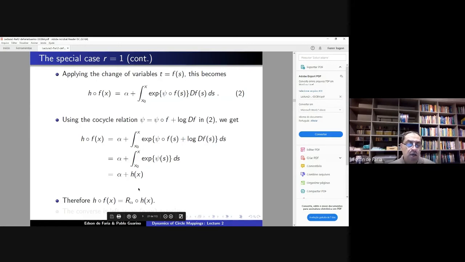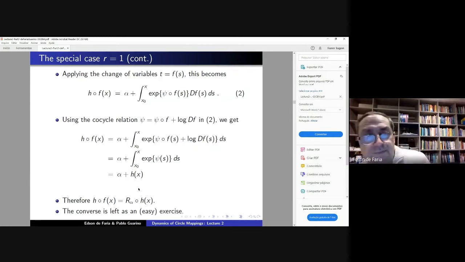You get that H composed with f is alpha plus H, but translation by alpha in this language here is rotation by alpha, right? Because we are identifying the circle with R mod Z. And so you get that if the first invariant, H1 of f, is finite, then f is indeed C1 conjugate to the rotation R alpha. H is C1, right? And the converse is easy, it is essentially what I said before about the chain rule. So I leave it as an exercise for you.